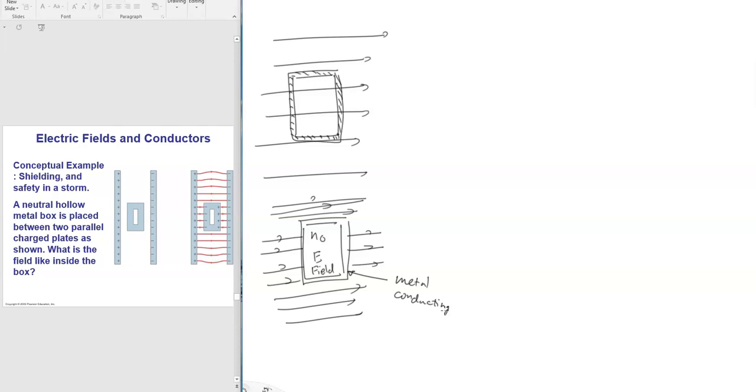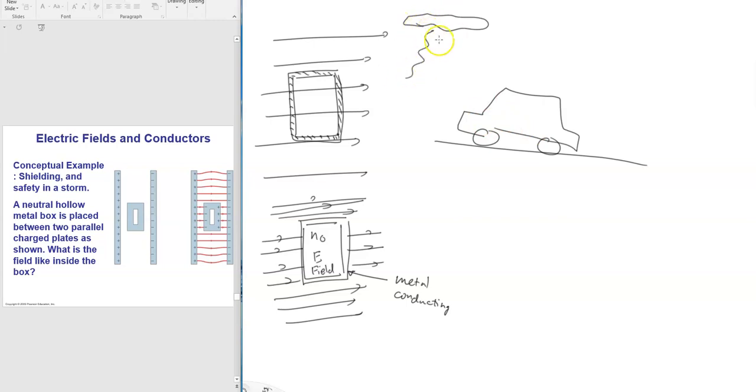Another good example is during thunderstorms, when there's lightning. You might have heard this, that being inside the car is safer. So here's the road, here's the car, and there's a lightning cloud, and there's lightning going on. So there's a person inside. Now, many people believe that you are safe inside the car because these rubber tires are insulators, so they will protect you from the lightning.